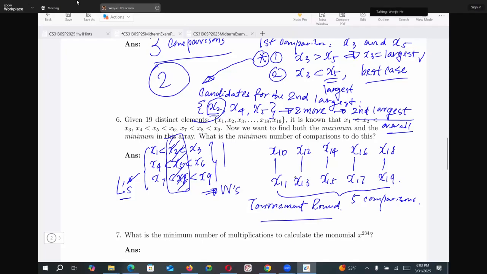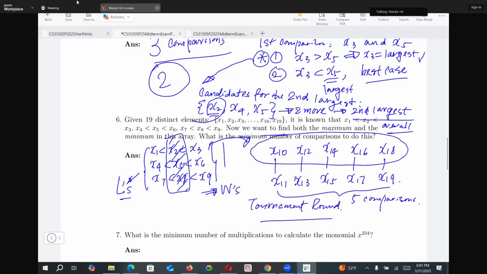But some students considered the elements from this side in the tournament round. Some students did that. But if you do it correctly, that's okay. Then, the next round.